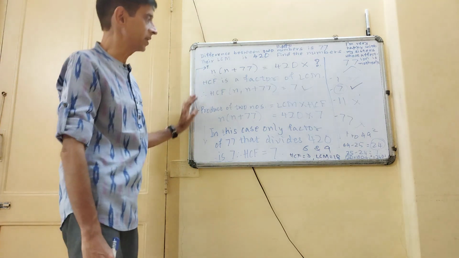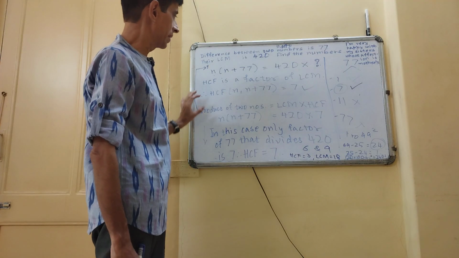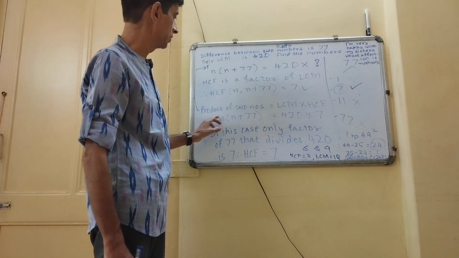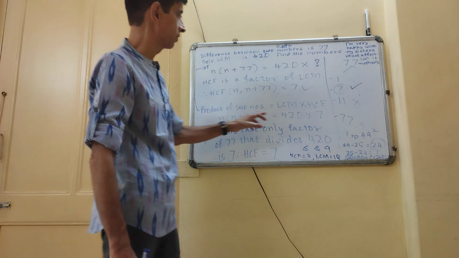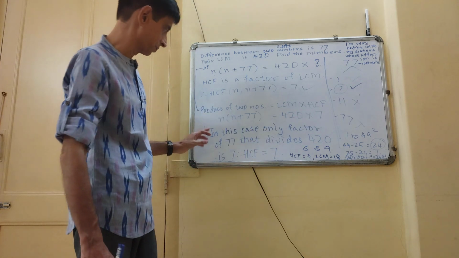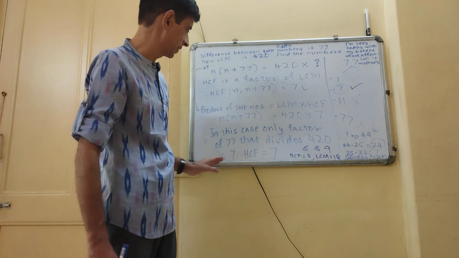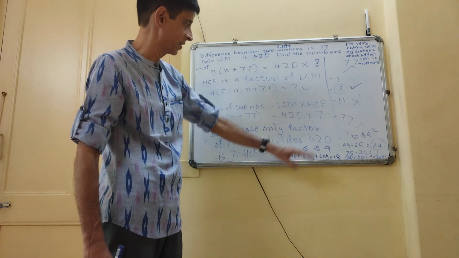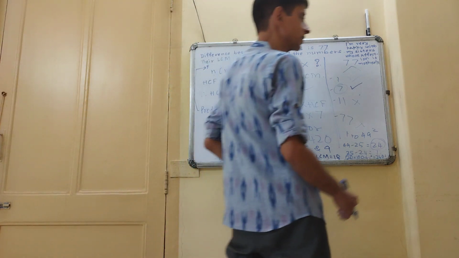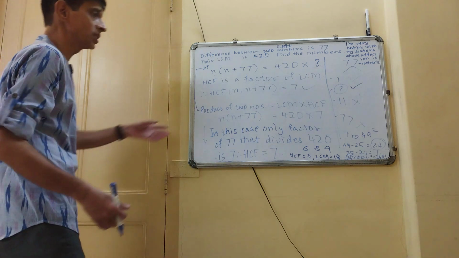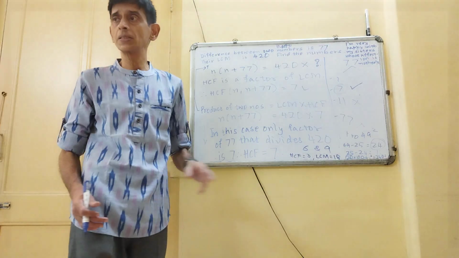Have you understood so far? Okay. Now, based on this, you can go for a school method equation: n into n plus 77 is equal to 420 into 7. In this case, the only factor of 77 that divides 420 is 7. So HCF is equal to 7. Now, there is a simpler way to solve this question, other than using this formula.